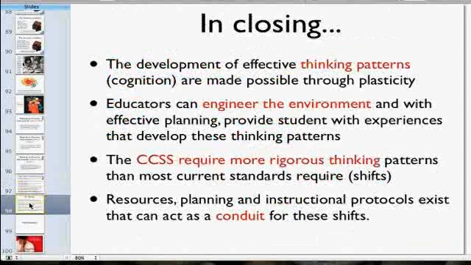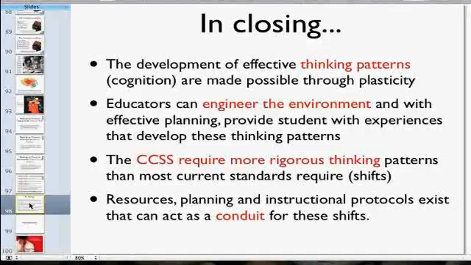So in closing, these are my thoughts. I think that we can help mediate and modulate thinking patterns in our kids because of plasticity. And I'm sure that's a word that most of you are very familiar with. The brain can change, and it grows and changes through experience and events. And we as educators can absolutely engineer the environment with different resources, planning, experiences to help develop effective thinking patterns.